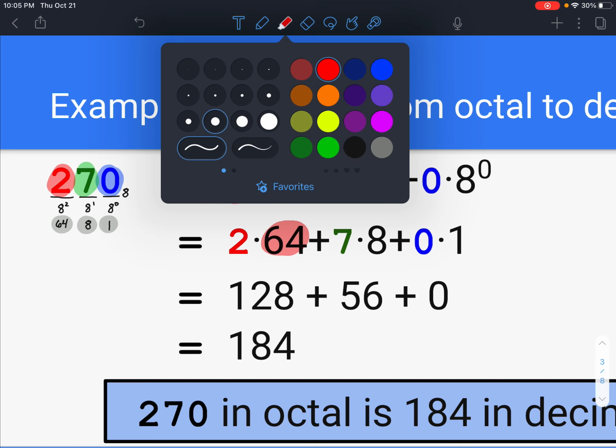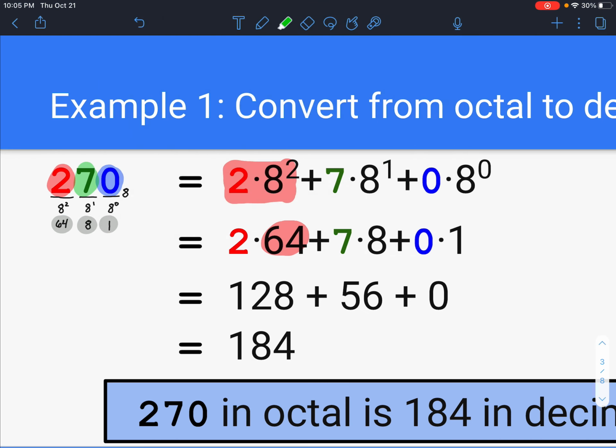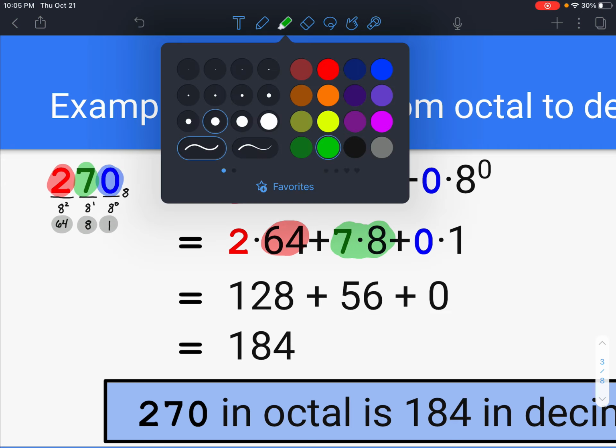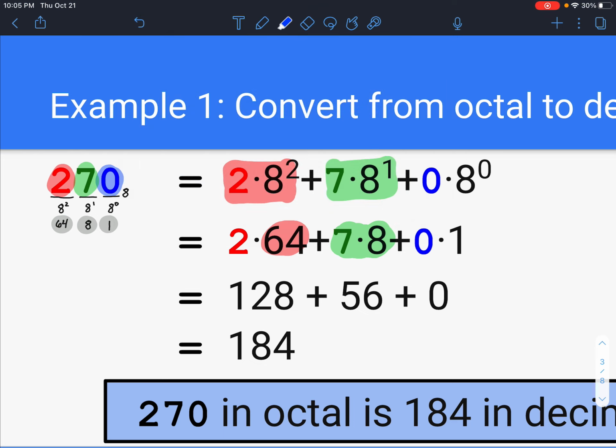I then have 7 things that are all worth 8. We get the 8 value from 8 to the first right there. And finally, we have, I'm not even highlighting right. And last but not least, we have 0 things that are worth 8 to the 0 power. We see that calculation occur right here. 8 to the 0 is the answer of 1.